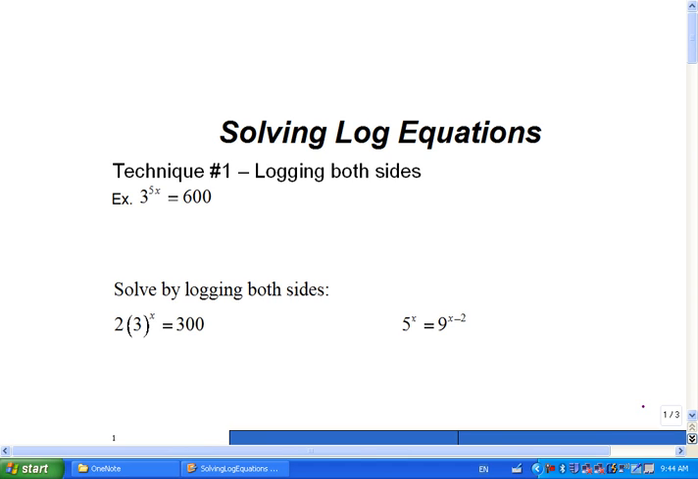Okay, so today we're going to talk about some techniques for using logs to solve equations. The first one we're going to do is logging both sides.